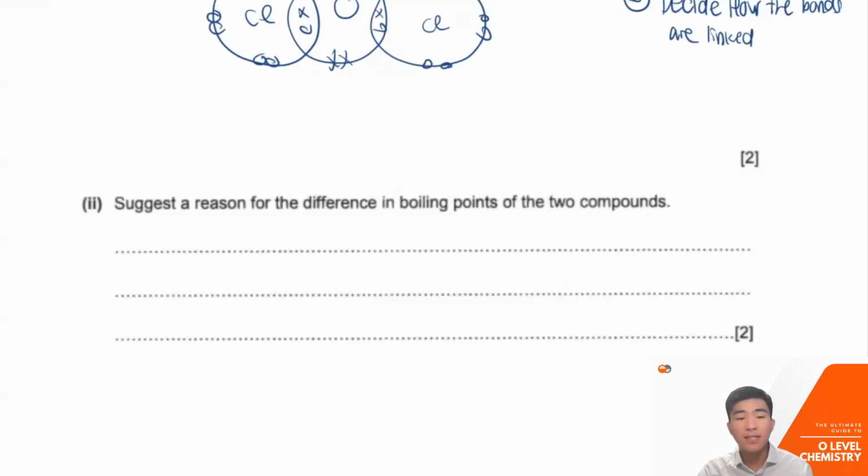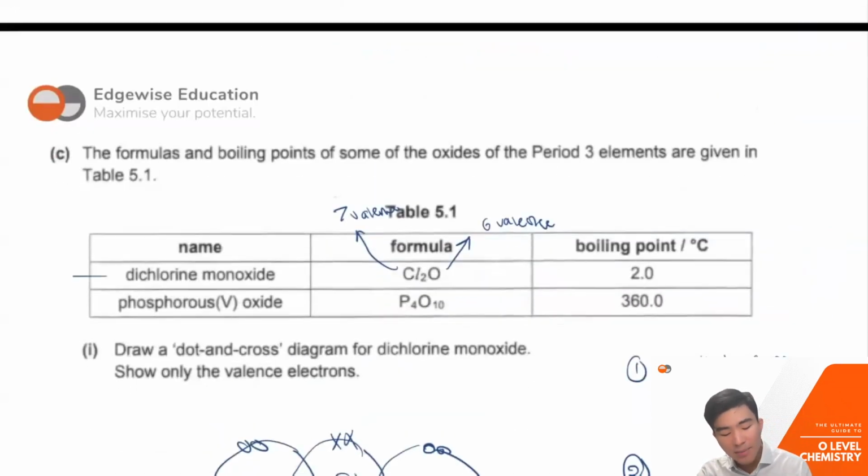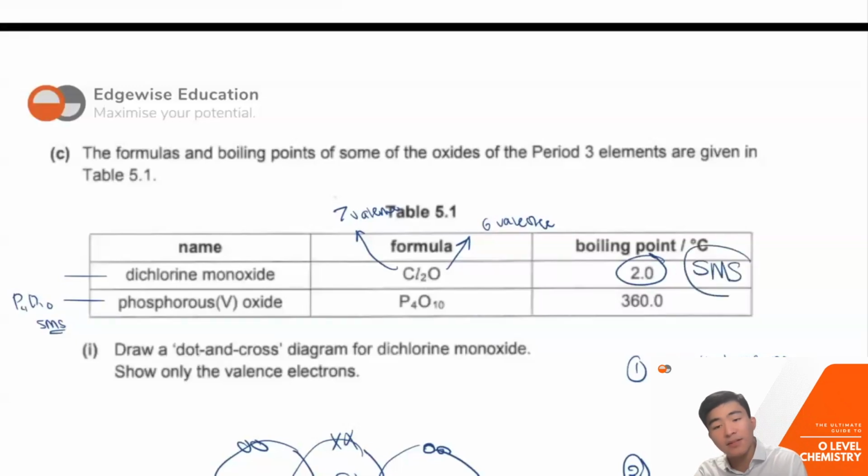Suggest a reason for the difference in the boiling points of the two compounds. Now, first off, we are comparing what? Dichlorine monoxide and phosphorus oxide, right? P4O10, you need to know that this is a simple molecular structure, as we went through already. Dichlorine monoxide, because the boiling point is so low, definitely is a simple molecular structure as well.